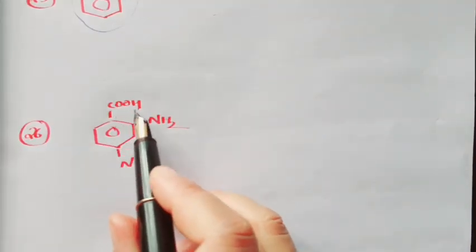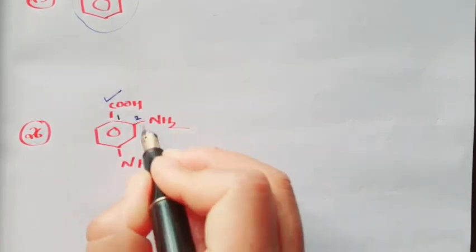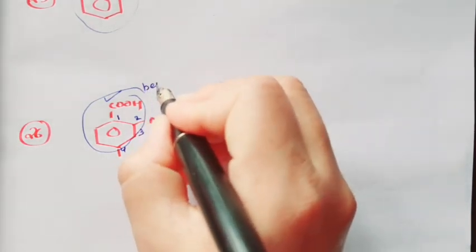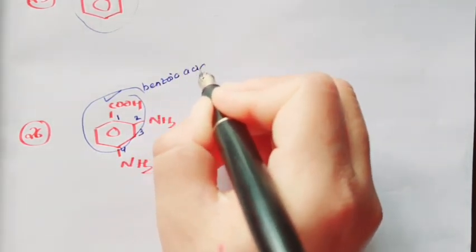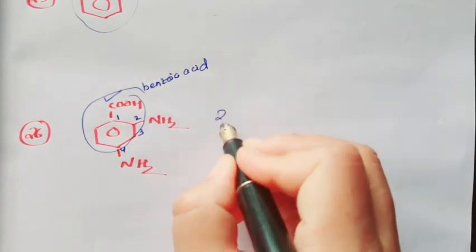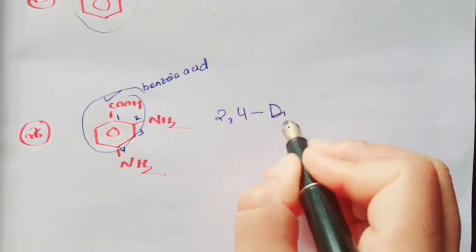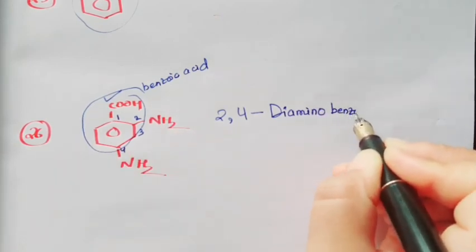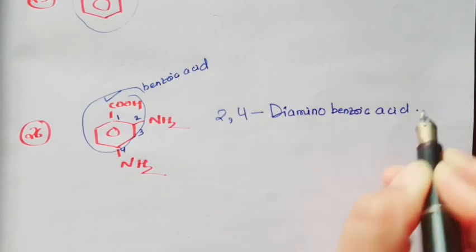So the last compound, this one, COOH, then NH2, NH2. Okay, again here COOH will get the preference, we will number from this side 1, 2, 3, 4. Okay, so benzene ring with COOH is your benzoic acid. And these two are the substituents, and when NH2 is your substituent, you name this as amino, right? 2 and 4. 2, 4, how many are there? Two, so diamino. Okay, then benzoic acid. Okay, thank you all.